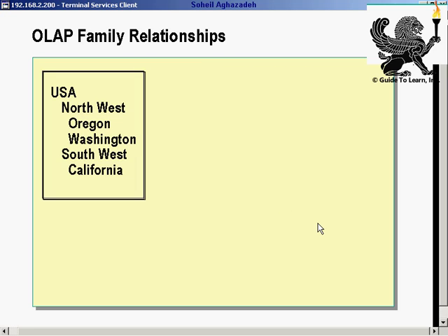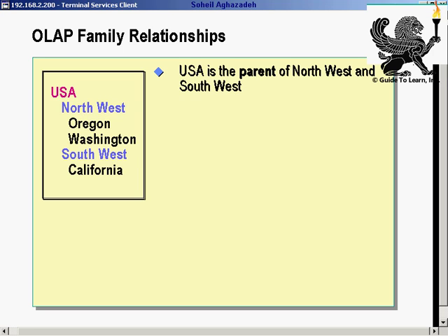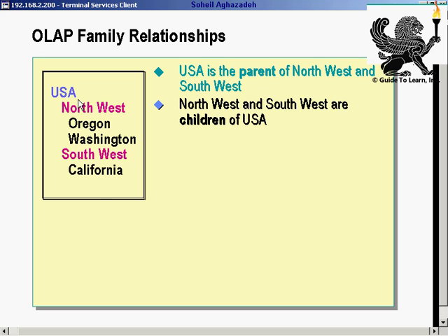As far as the relationship between OLAP dimensions and the OLAP levels within a dimension, we have some terminology that I'd like to focus on. As you see, USA is a parent. These are keywords, and it's extremely important to pay attention to them because we are using them within MDX. There are functions within MDX that we are going to use throughout the rest of this course, and they refer to the same relationships that we have. So USA is the parent of Northwest and Southwest. As you see, Northwest and Southwest are both children of the United States of America.